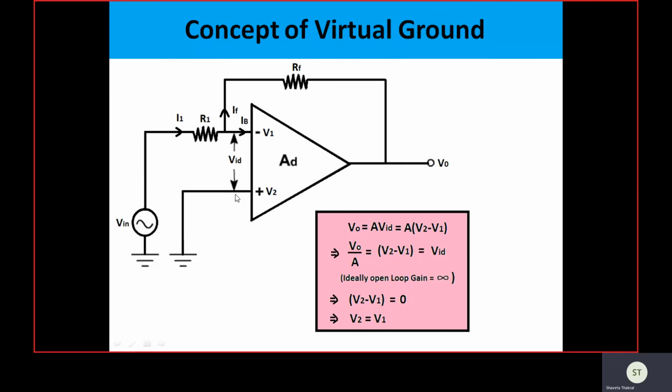So V2 intentionally we have grounded here. This type of ground is called the physical ground, and we have proved that V1 is equal to V2. So if V2 is grounded, obviously the V1 terminal also behaves as if it is connected to ground, and this type of ground is called virtual ground, because intentionally we have not connected this terminal to ground, but as we have proved that V1 is equal to V2 and V2 is grounded, this terminal also behaves as grounded, called the virtual ground.